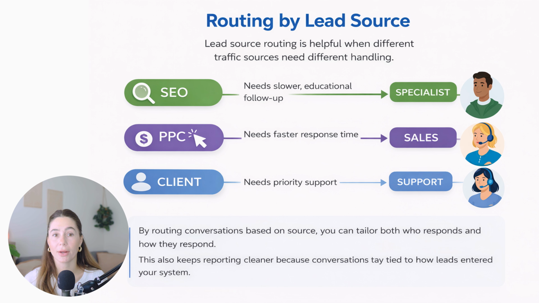Existing clients may need priority support. By routing conversations based on source, you can tailor both who responds and how they respond. This also keeps reporting cleaner because conversations stay tied to how leads entered your system.